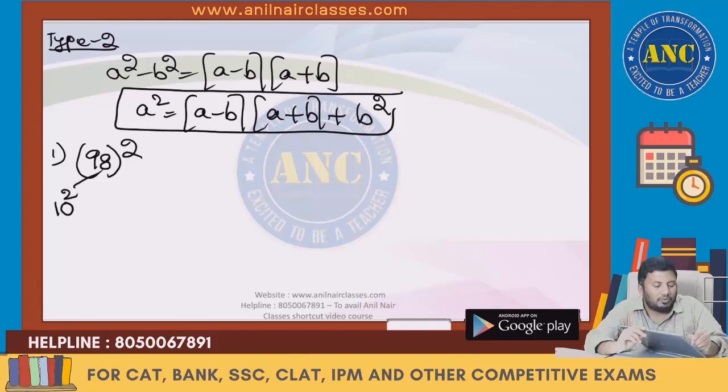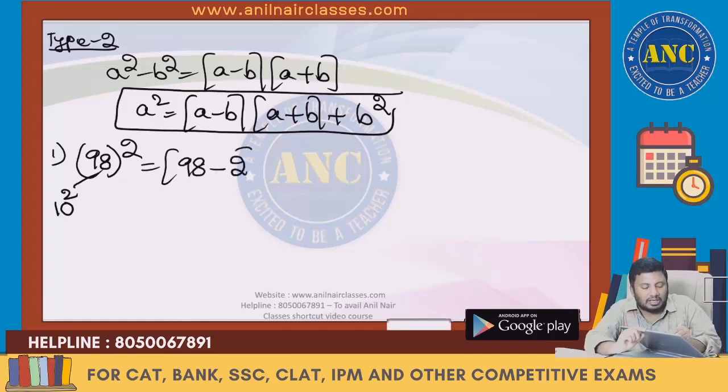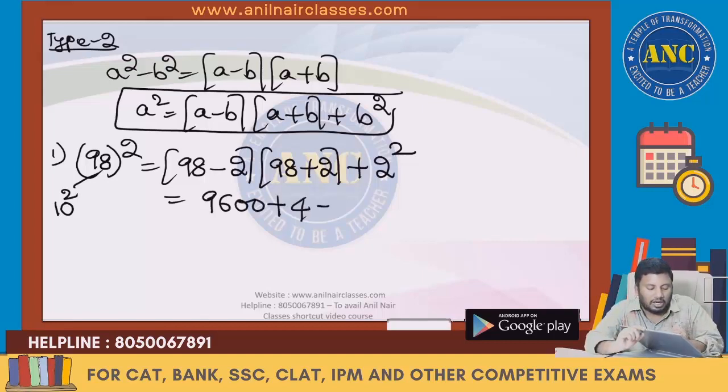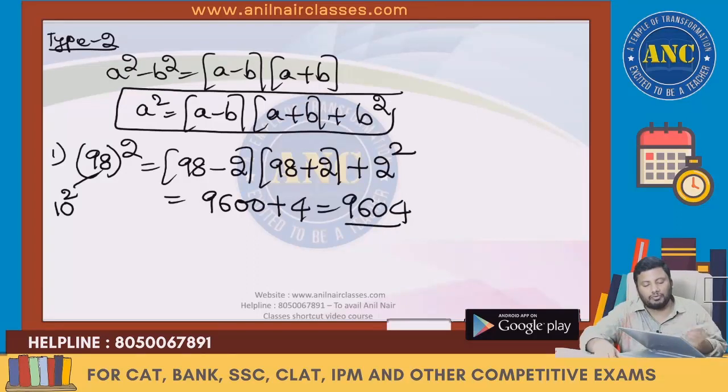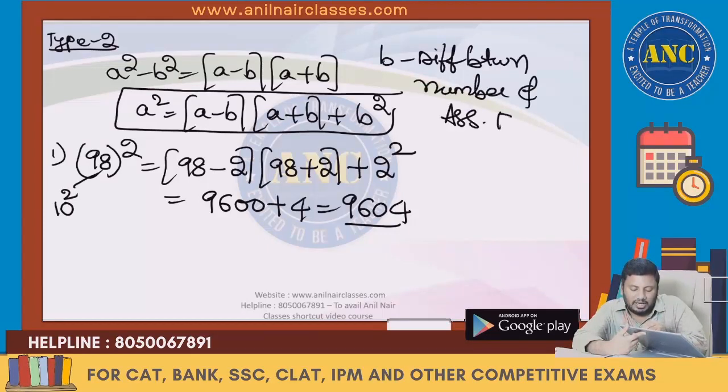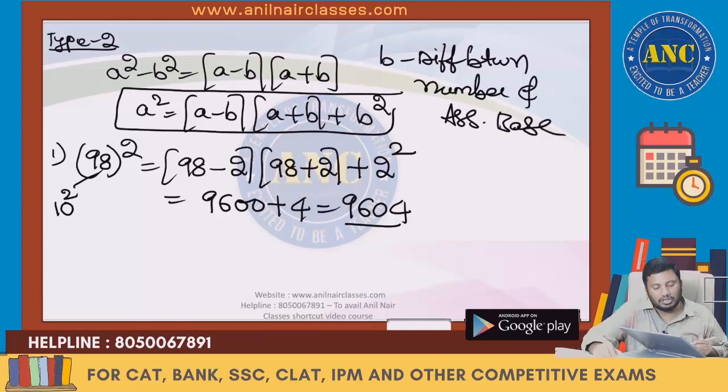Now see here, suppose I want 98 square. 98 is nearer to which power of 10? 10 square, 100. A is 98. B is the difference between 98 and 100, which is 2. 98 minus 2 into 98 plus 2, plus 2 square, which is 96 into 100 plus 4, 9604. What is b here? B is the difference between the number and an assumed base.